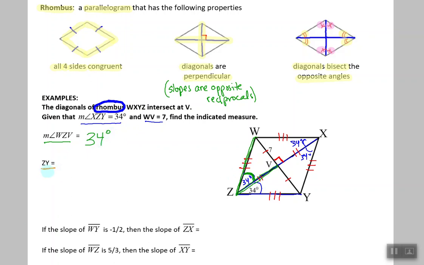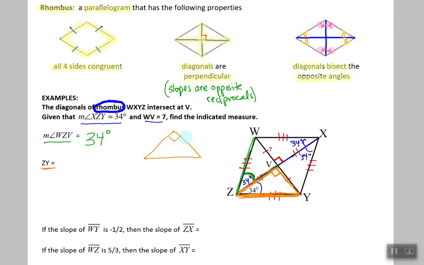ZY. ZY is this side right here. Now, if I knew what another side was, it would have to be the same, but I don't. So we're going to have to get a little bit creative here. So I know that this is a right angle up here, therefore this is a right angle vertical to it. In fact, all four of these are right angles. Notice that we have a triangle here, and because of the right angle, it is a right triangle. I'm going to draw this triangle separate from the picture to help us out.